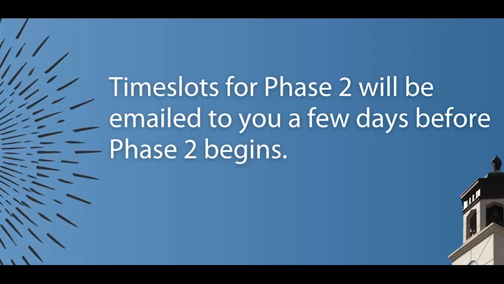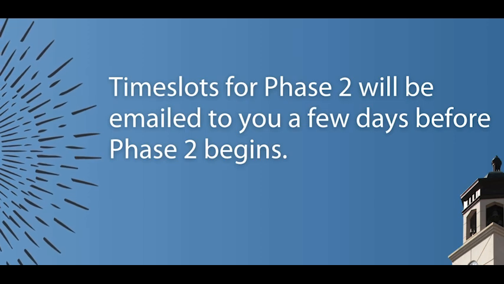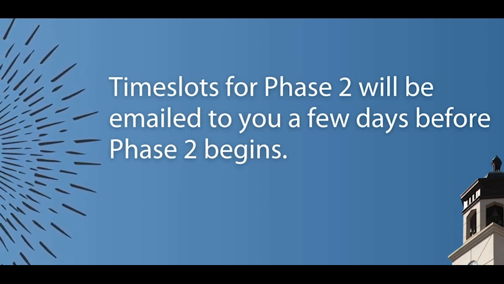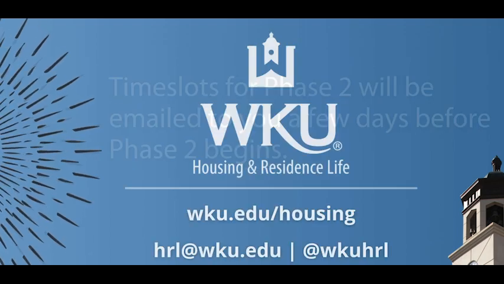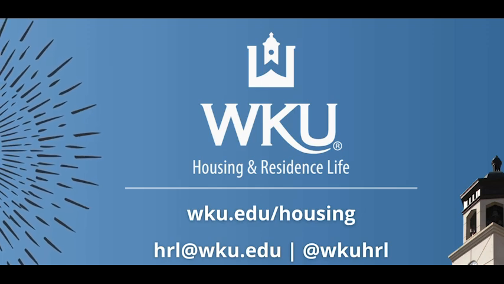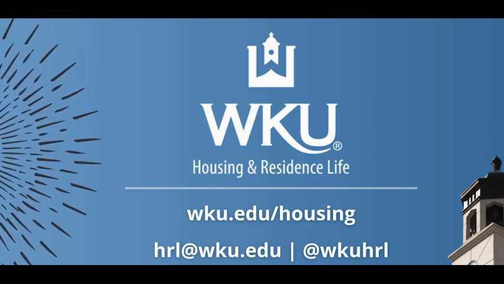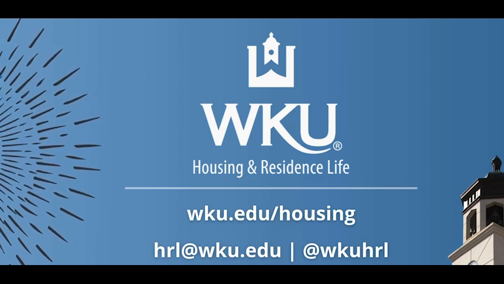After Phase 1 ends, housing staff will assign students who completed Phase 1 to a room selection time slot. You will receive this via email a few days before Phase 2 begins. If you have any questions, please reach out to your hall director, the Housing Central office, or review our webpage at wku.edu/housing.